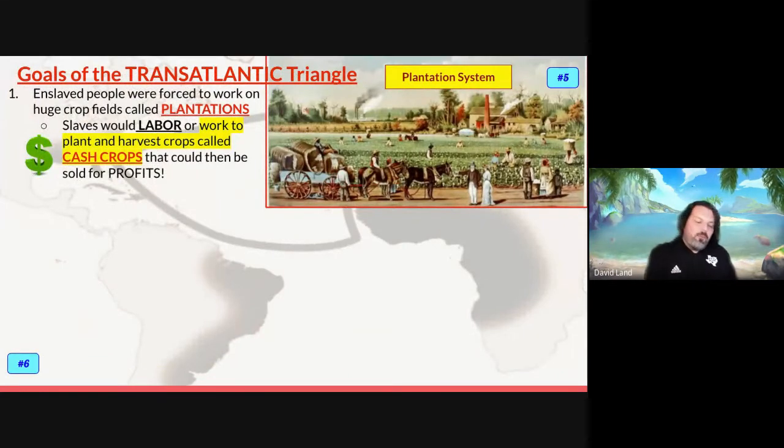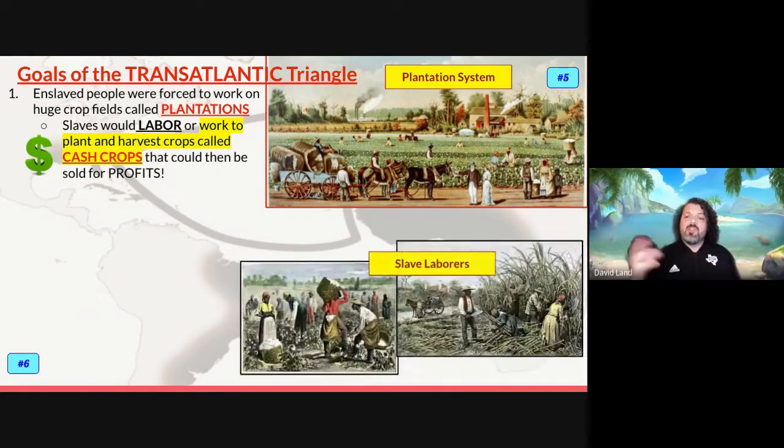Before we look at the triangle again, the goals of the triangle were pretty straightforward. Number one, the goal was that enslaved people were forced to work on the crop fields that we will call plantations. Plantations, for lack of a better word, are big old farms where crops were grown, not just any crops, cash crops. Listen to that: cash crops, crops that could be sold in high volume for profit, for money. And that means around the world, so that those empires could be wealthy.